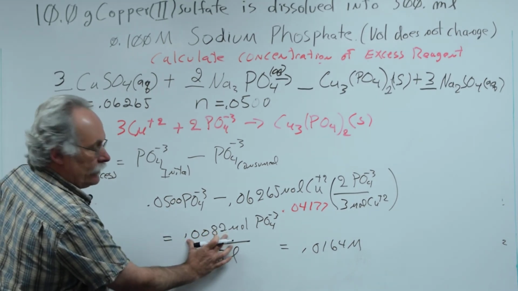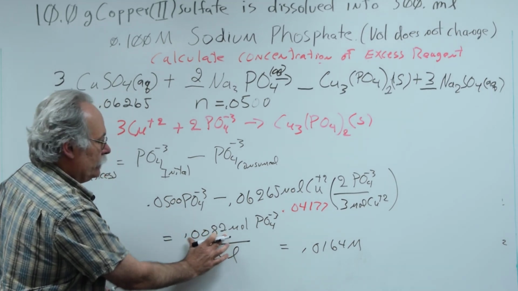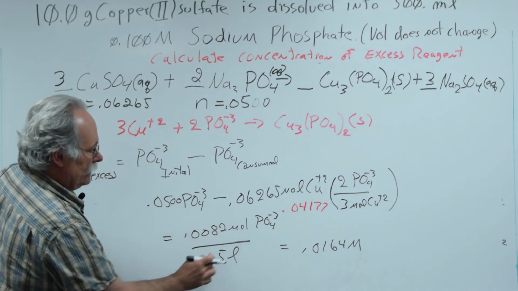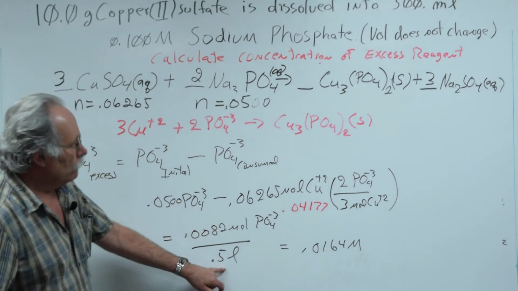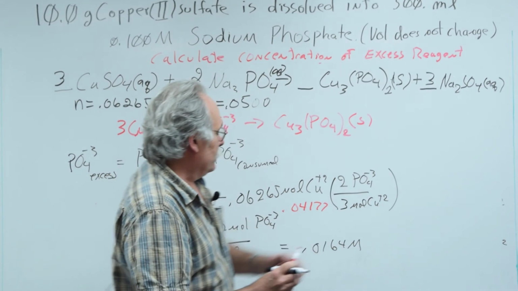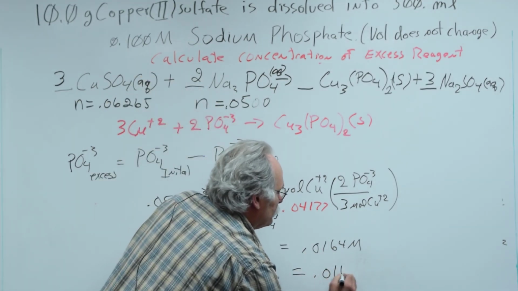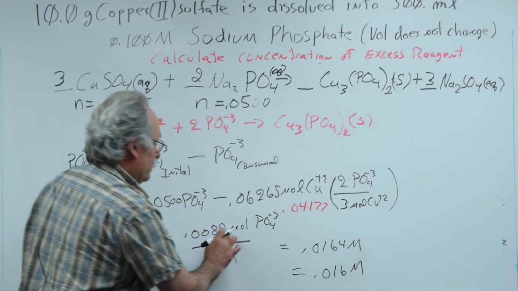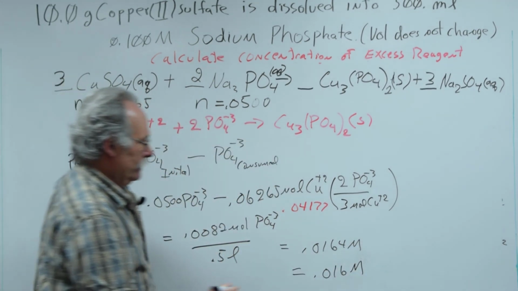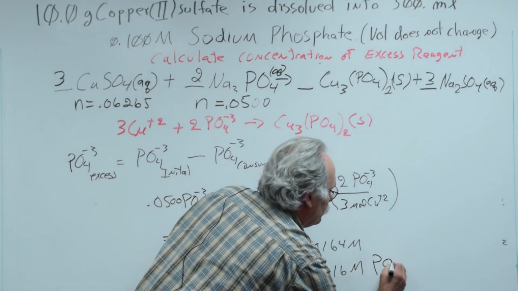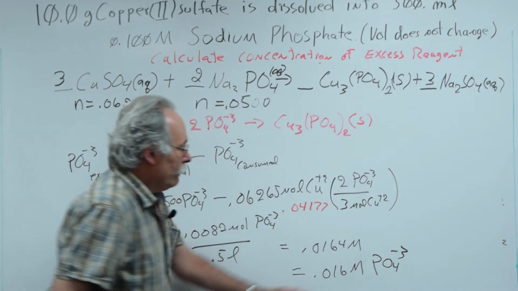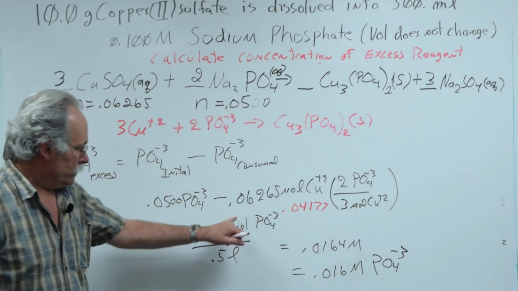Now, notice that when I subtracted this number from this number, it was really known to the 10,000ths position. So we truncated this number to the 10,000ths position. It now has 2 significant digits. This number, although I wrote 0.5, it has 3 significant digits. So the correct answer would be 0.016 molar because this number was only known to 2 significant digits. Okay? And remember, molar means moles per liter.